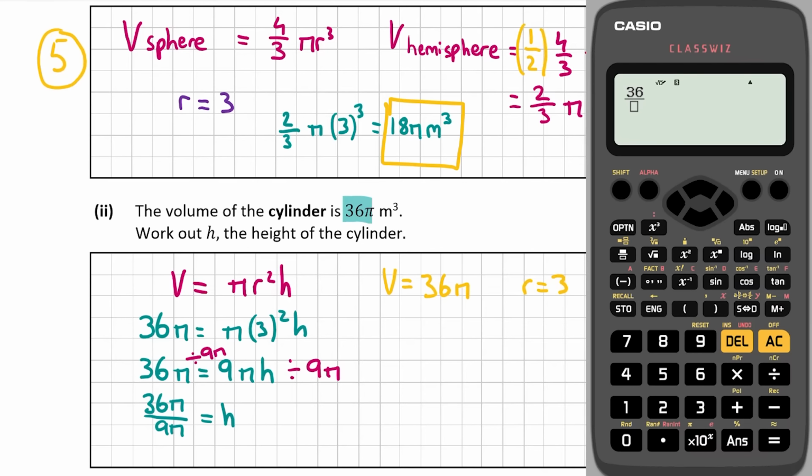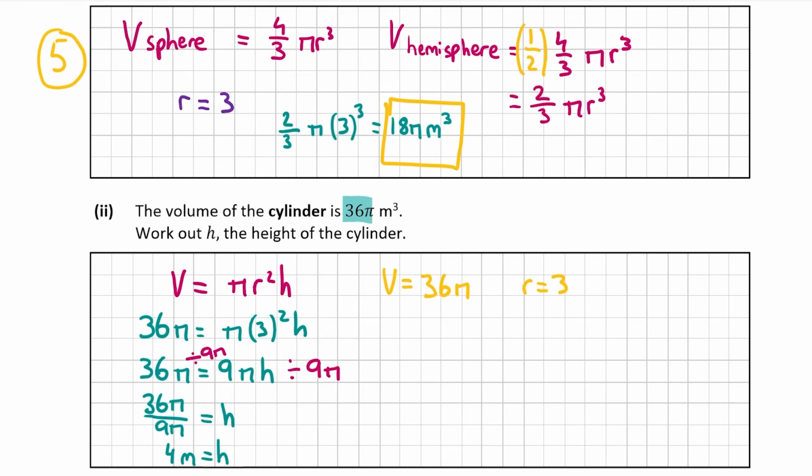So remember, to get pi you click shift, and then the button with multiplied by 10 to the power of x, as that has pi in yellow above it, and that gives you the pi. So 36 pi over 9 pi, and that's equal to 4. So the height of the cylinder is equal to 4 meters. So that's my answer for A part 2, and that's worth 10 marks.